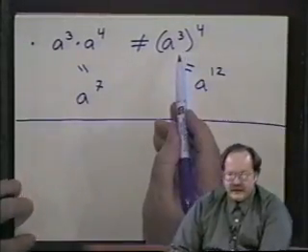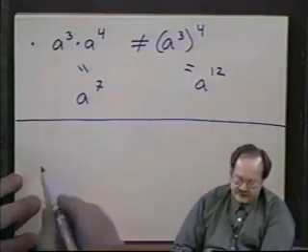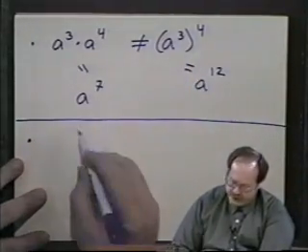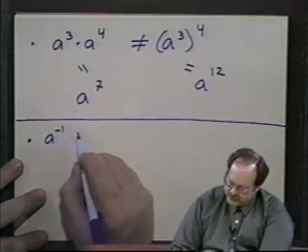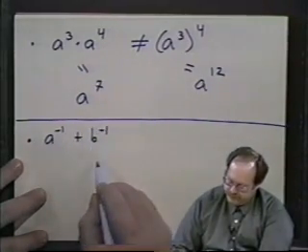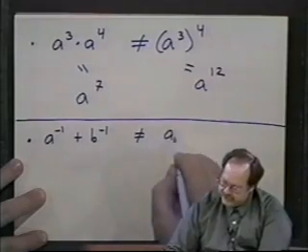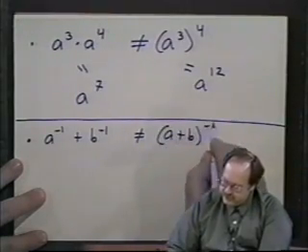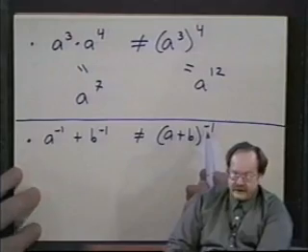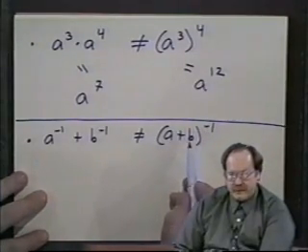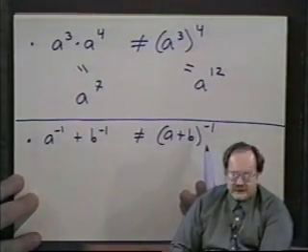So once you understand how these work, it becomes harder to make mistakes. Let me show you just one more here. A to the minus 1 plus b to the minus 1 is not the same thing as a plus b to the minus 1. We've never said anything about exponents distributing over a sum, and this is a perfect example why that's not true.